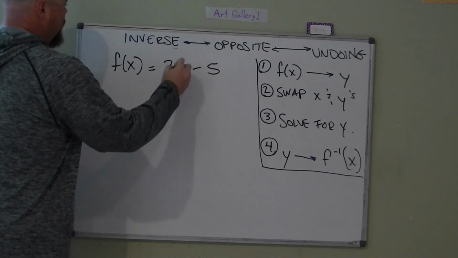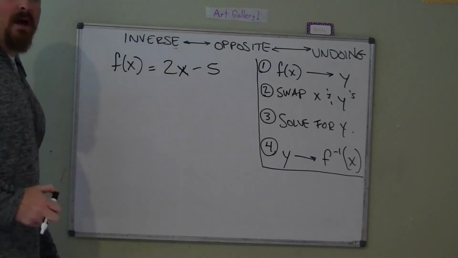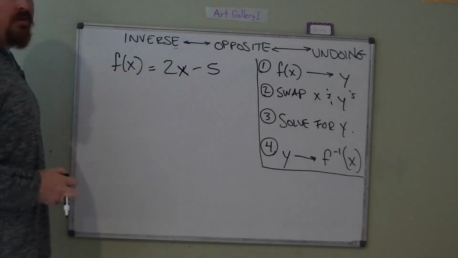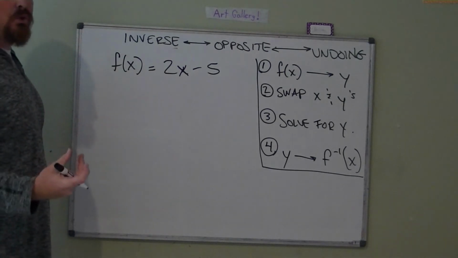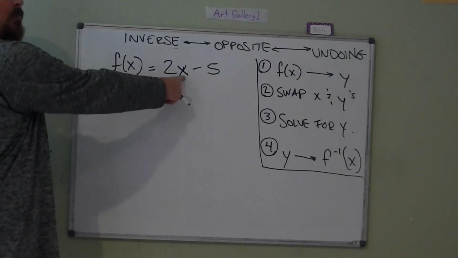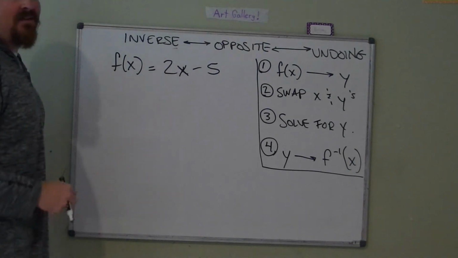So here's a function, f of x equals 2x minus 5. Very basic linear function here. When you look at function f, what does function f do? Function f takes its input, it doubles it, and then it subtracts 5.